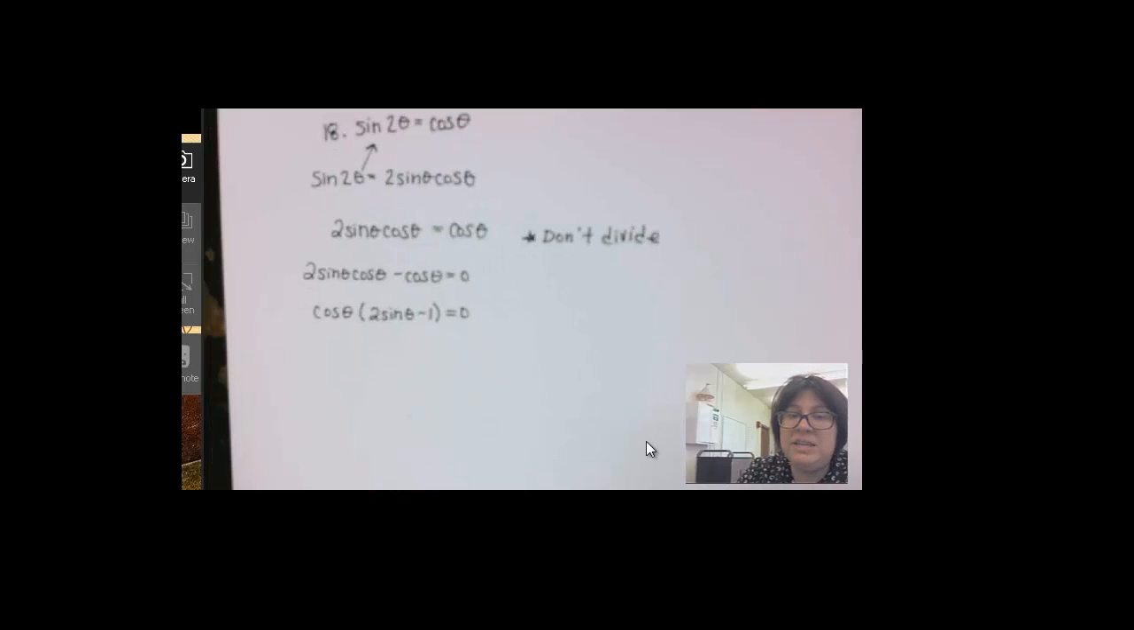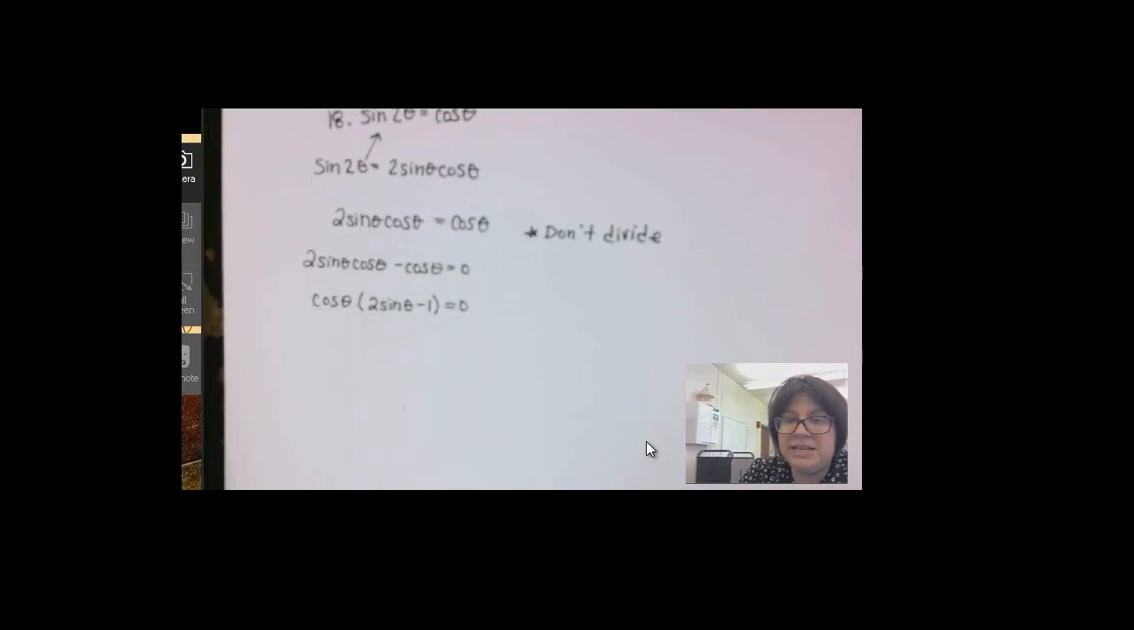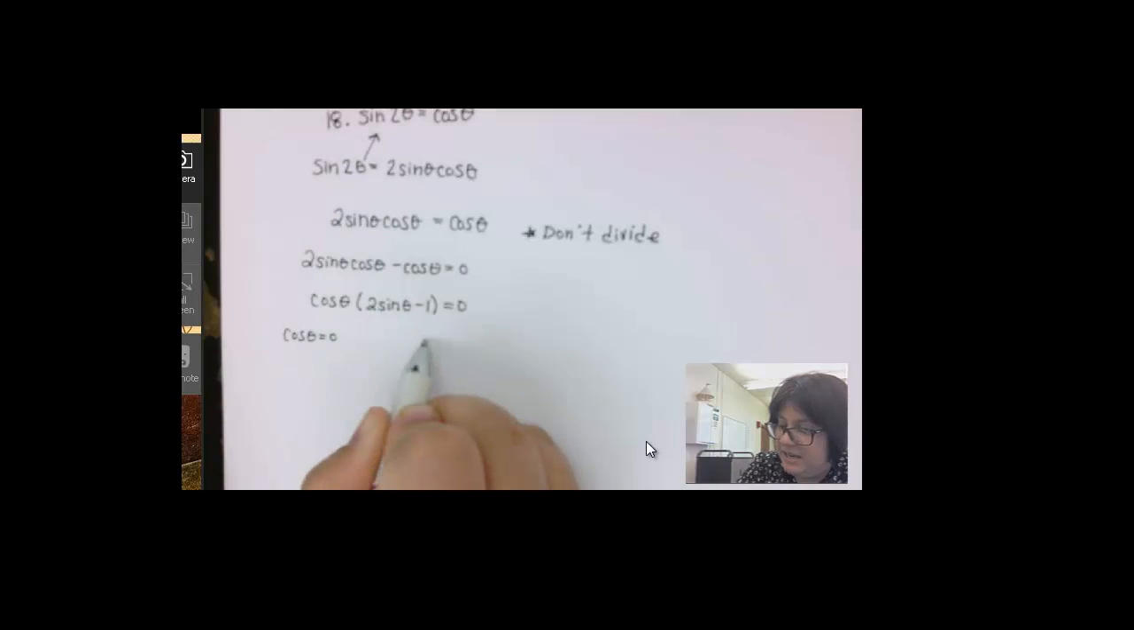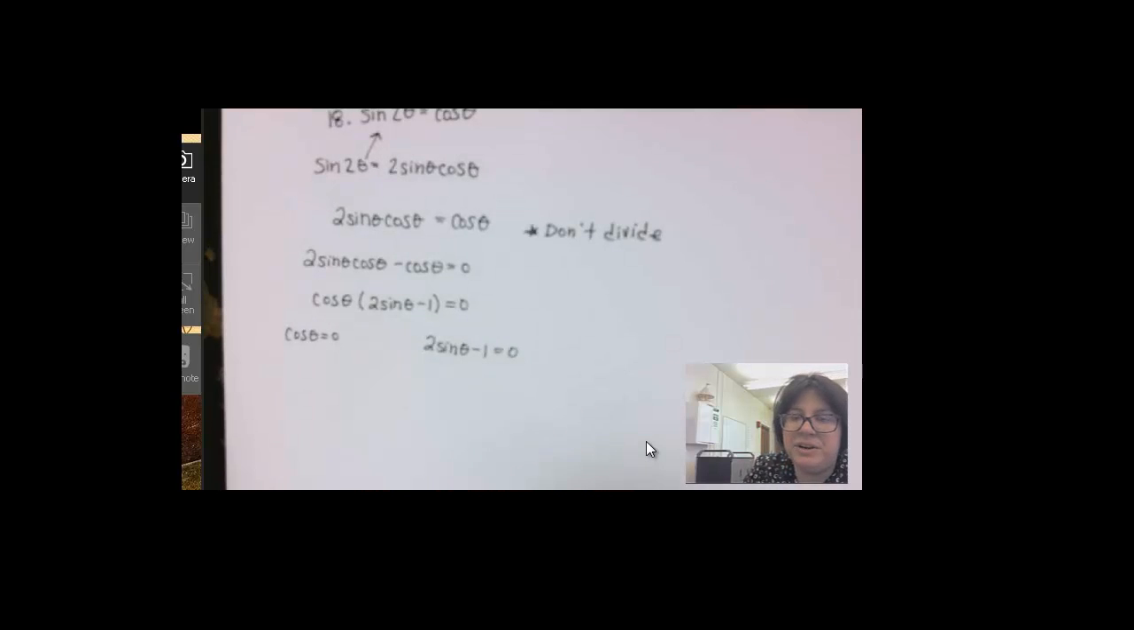All right, from here, you're going to set each piece equal to 0. That's the glory of having it factored. So cosine theta equals 0, and 2 sine theta minus 1 equals 0. All right, so where on your unit circle is the cosine 0?